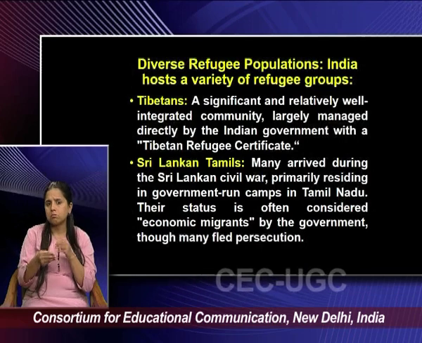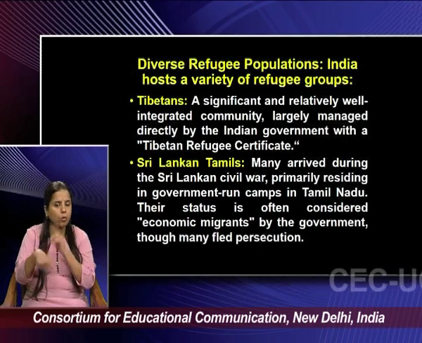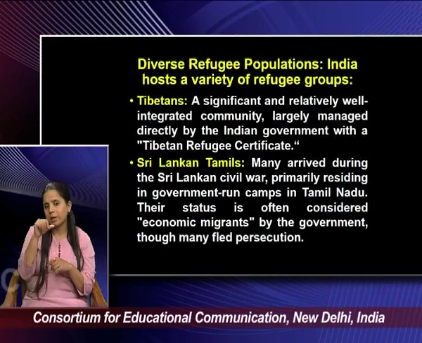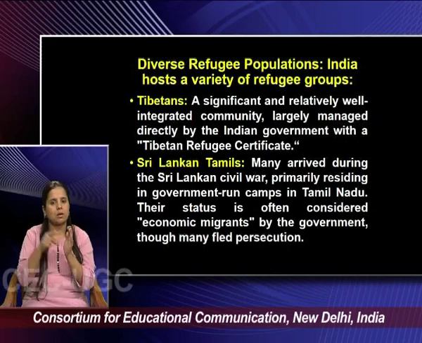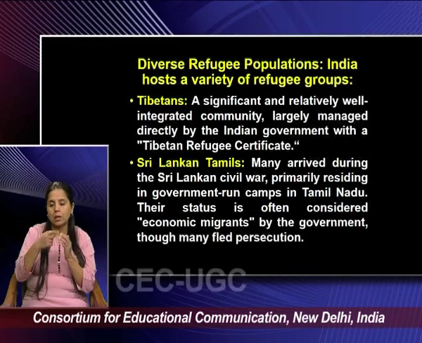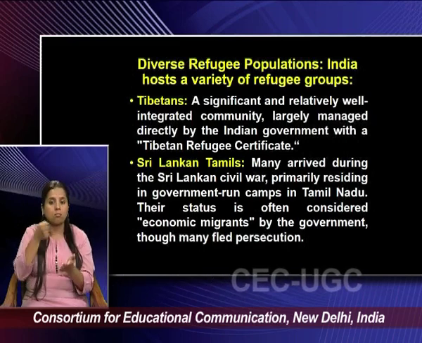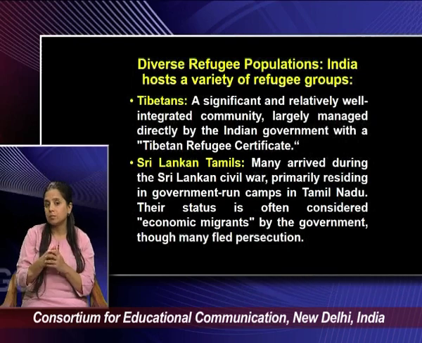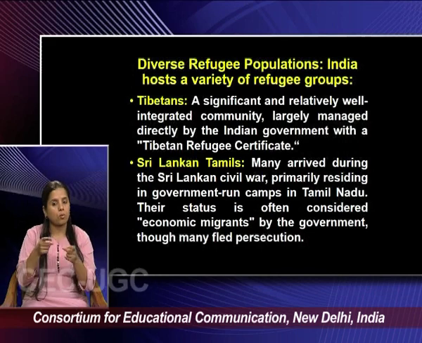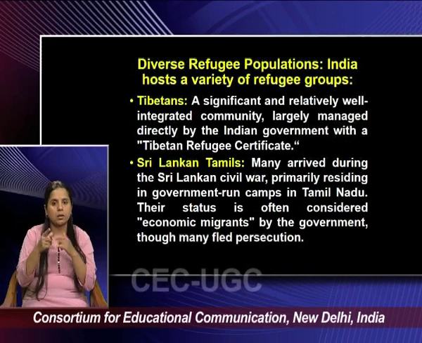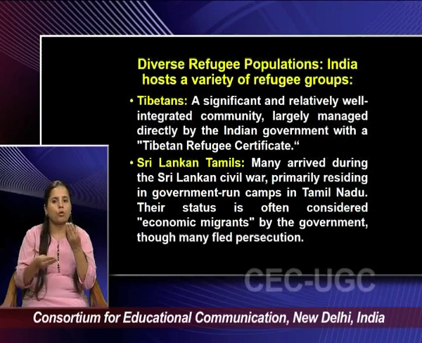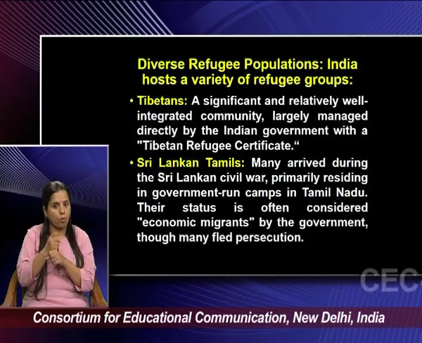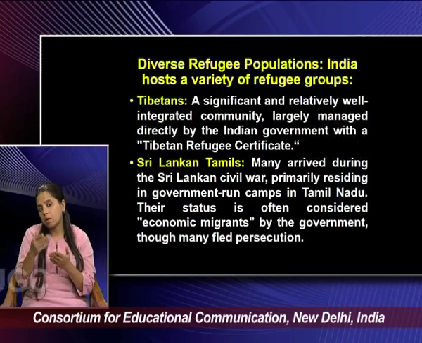First is Tibetans, a significant and relatively well-integrated community largely managed directly by the Indian government with a Tibetan refugee certificate. Sri Lankan Tamils, many arrived during the Sri Lankan Civil War, primarily residing in government-run camps in Tamil Nadu. Their status is often considered that of economic migrants by the government, though many fled persecution.